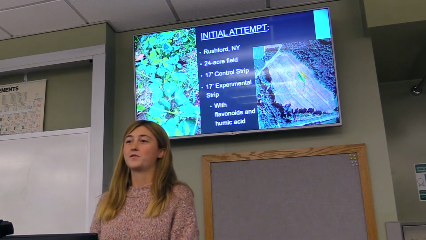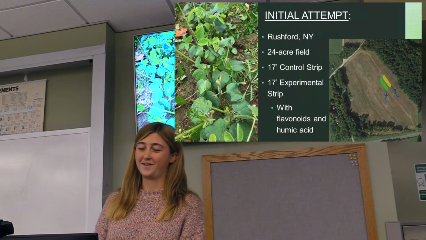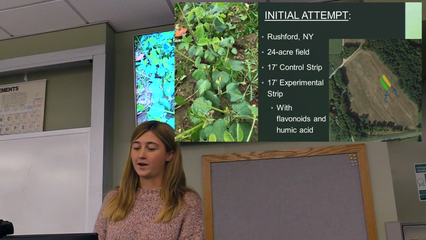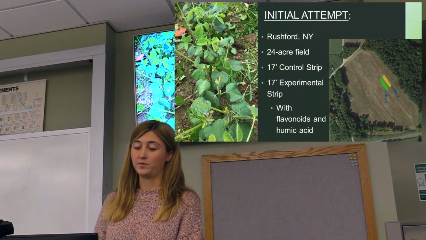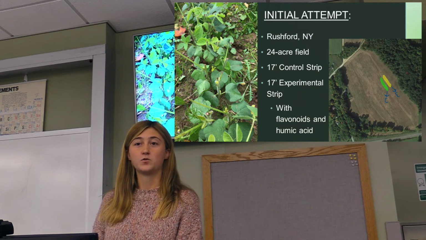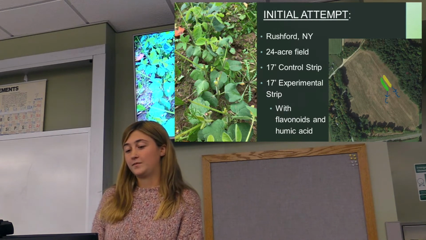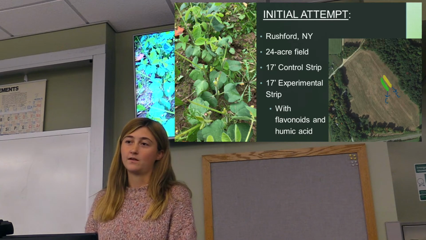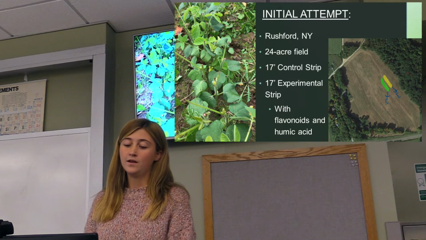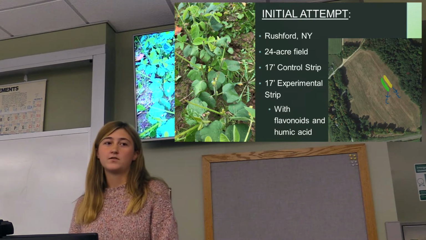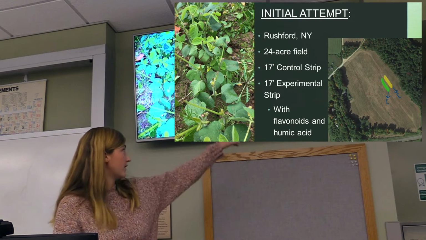So my experiment was a little tricky to begin with. I had 2 attempts. My first attempt failed, and it was just rocky to start off with. I couldn't get the soybeans in time, and my original plan was to plant them all in a 24-acre field, so the entire field would be covered. And in reality, that just didn't happen because there was a soybean shortage, and we just couldn't get enough soybeans for that. So I just decided to do 2 17-foot strips. One was a control and one was the experimental, and you can kind of see that up there.